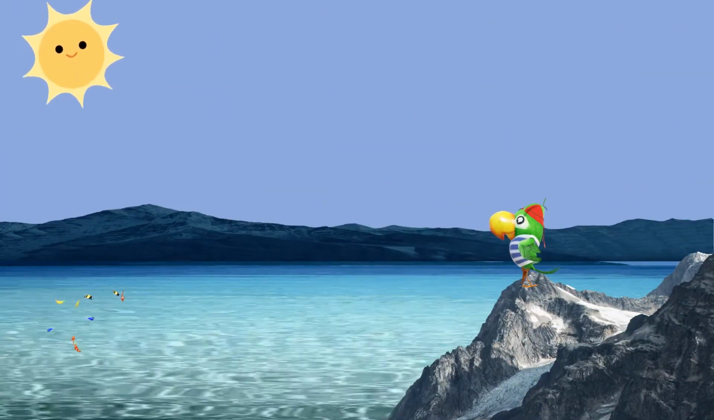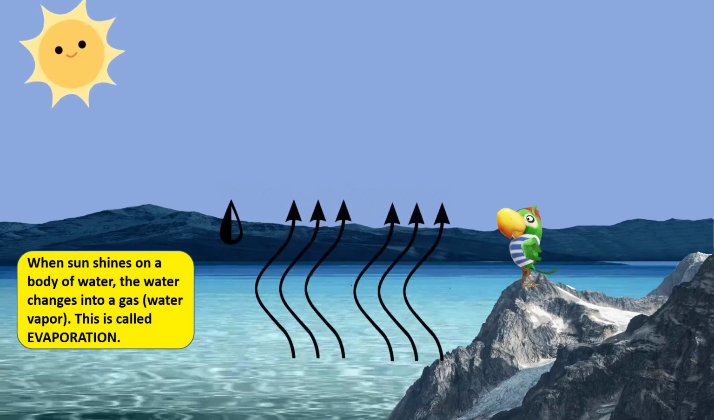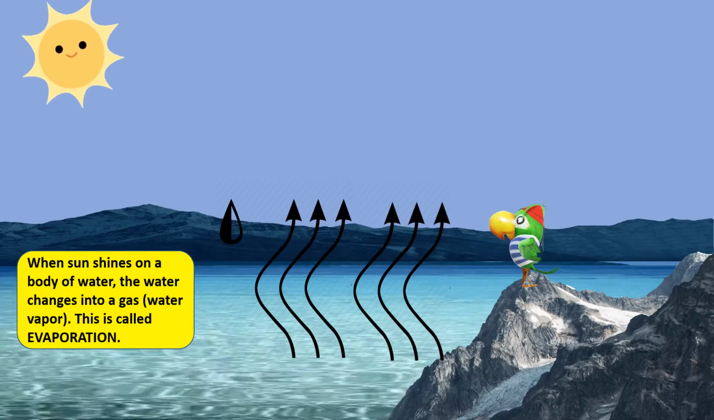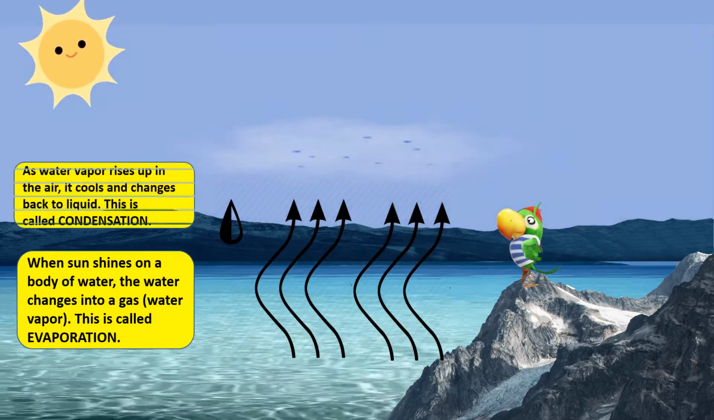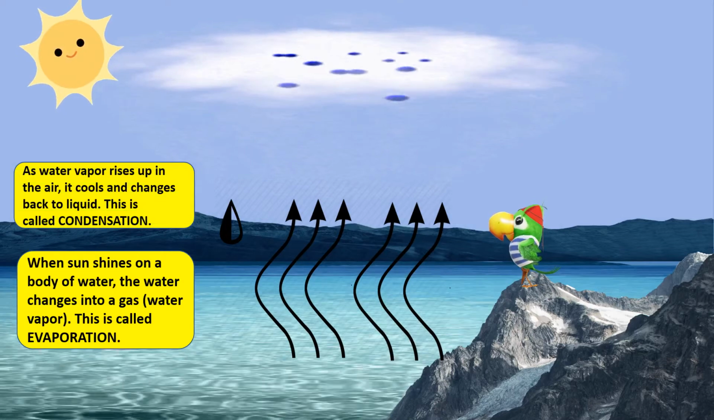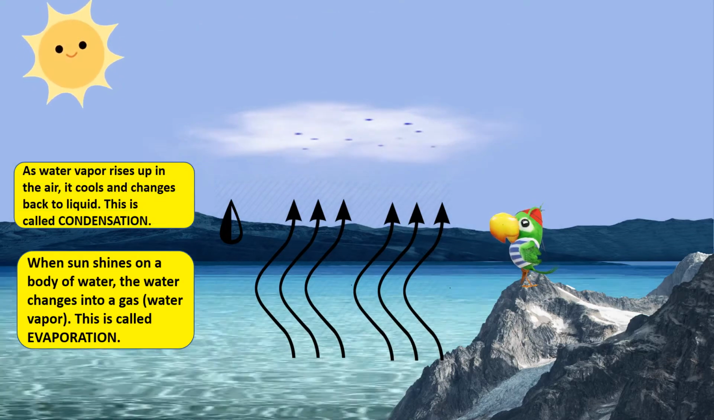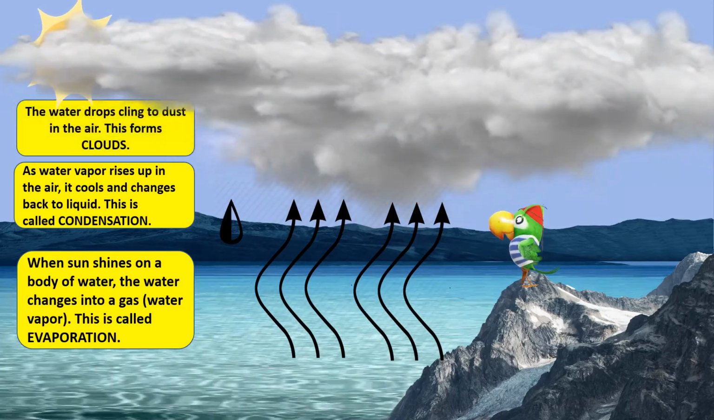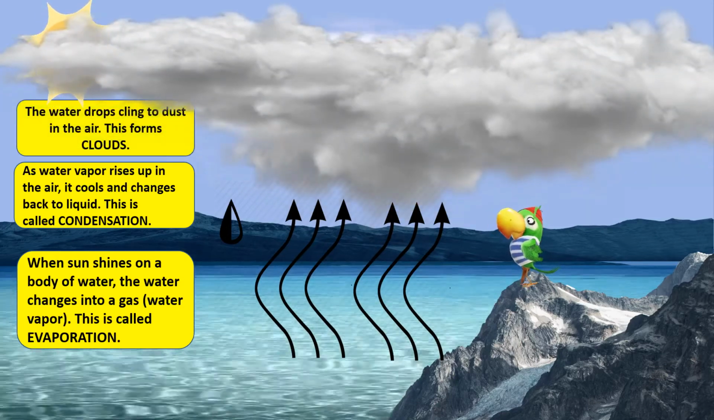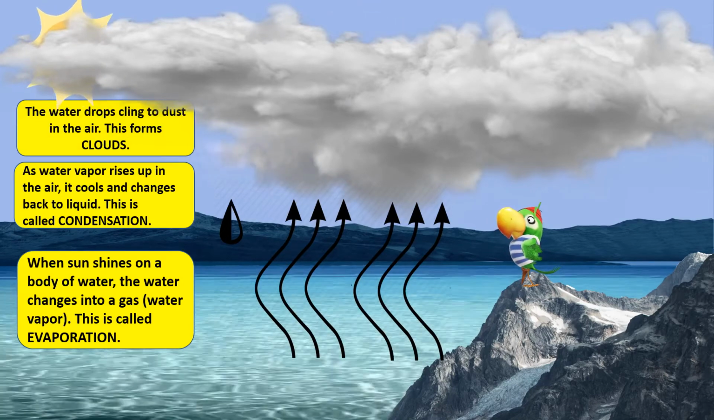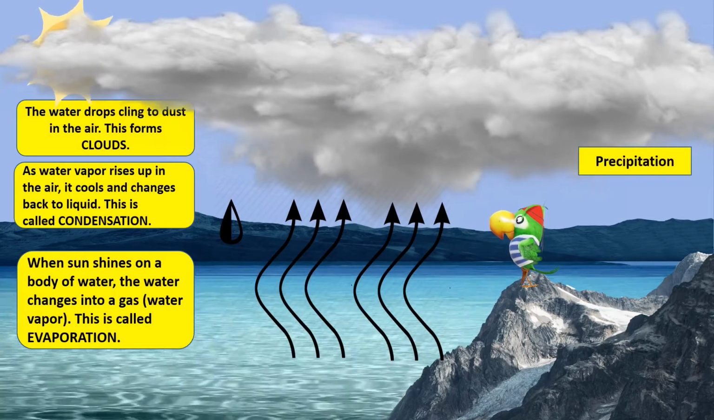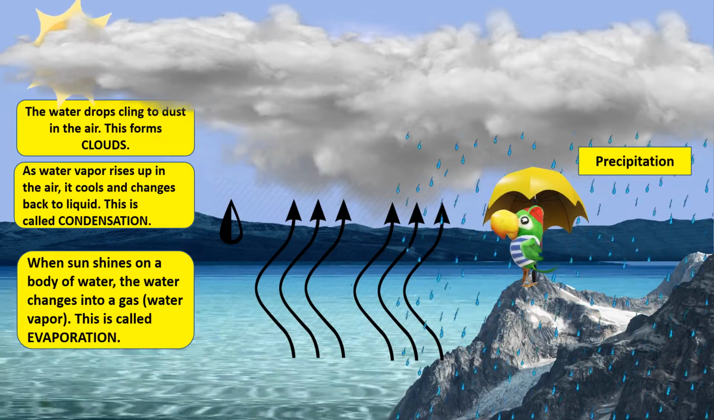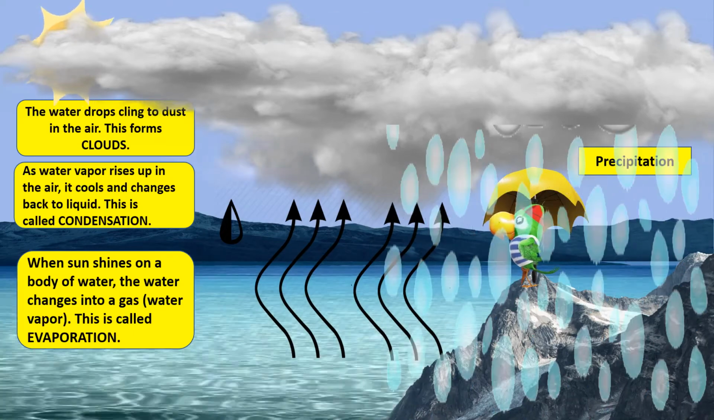How do clouds form? First, when sun shines on a body of water, the water changes into a gas or water vapor. This is called evaporation. As water vapor rises up in the air, it cools and changes back to liquid. This is called condensation. The water drops cling to dust in the air. This forms clouds. Clouds get heavy with water drops. We call it precipitation. Remember the 4 types of precipitation: rain, sleet, snow, or hail.